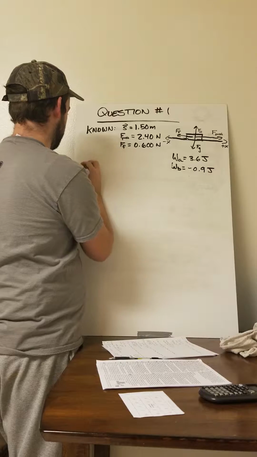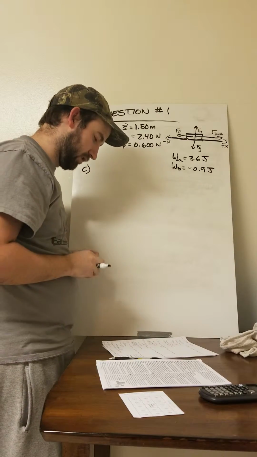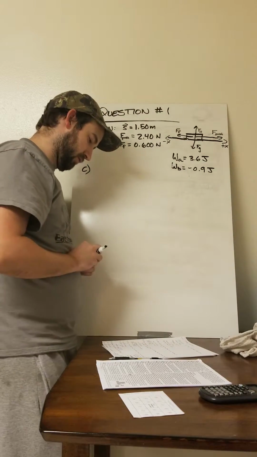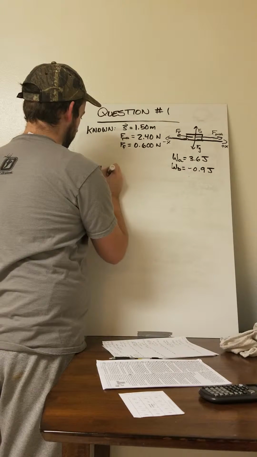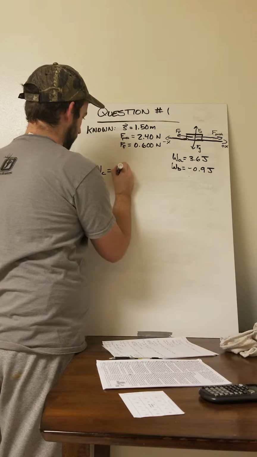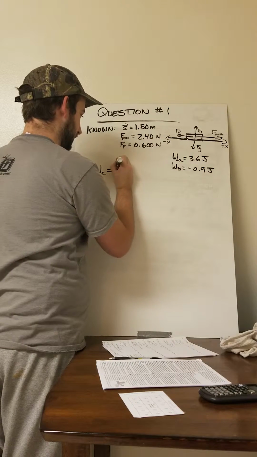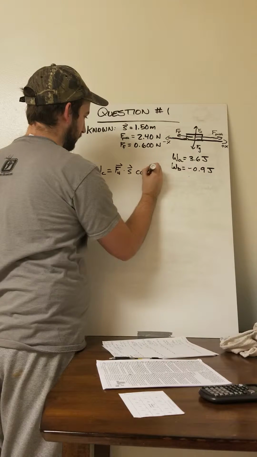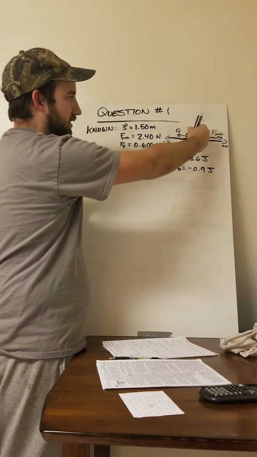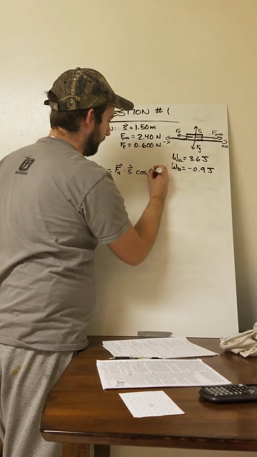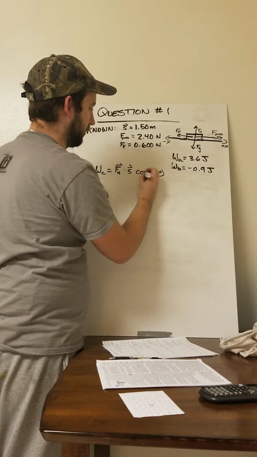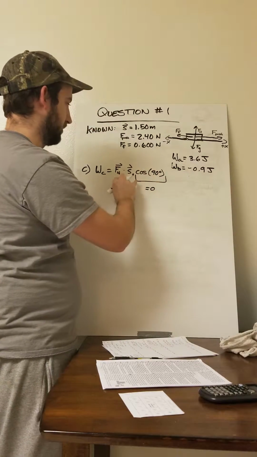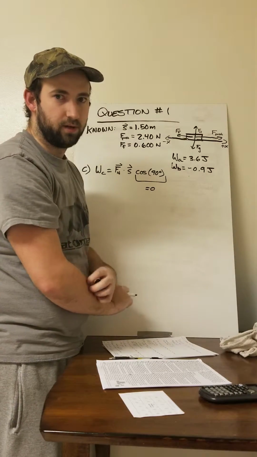So now for part C, it wants to know the work that's being done by the normal force onto the book. So once again, it's WC equals the force of normal force cosine, and this is going to be 90 degrees because of where the normal force is. We know that cosine of 90 equals 0. Since this is all multiplication, it's going to equal 0.